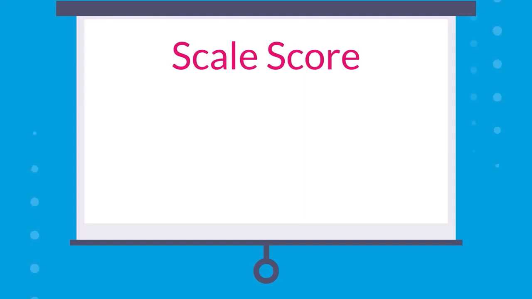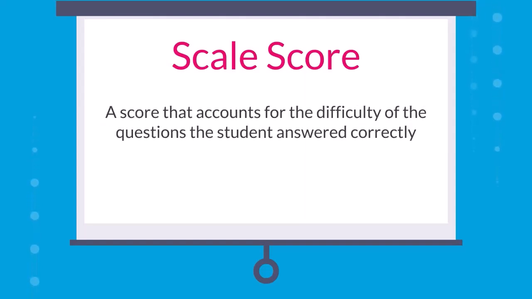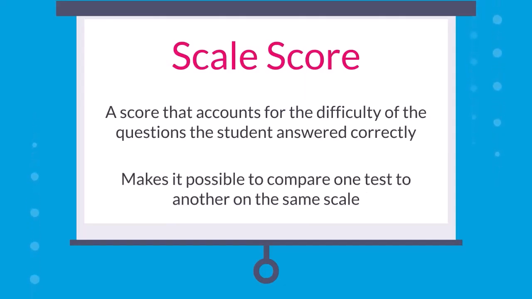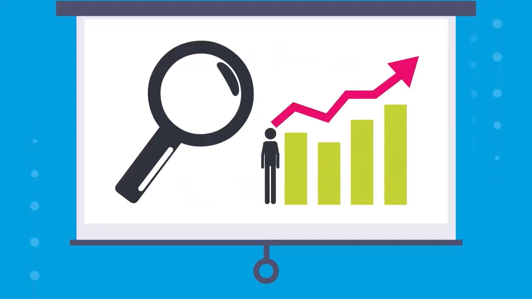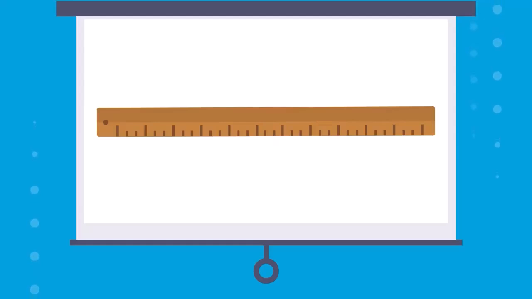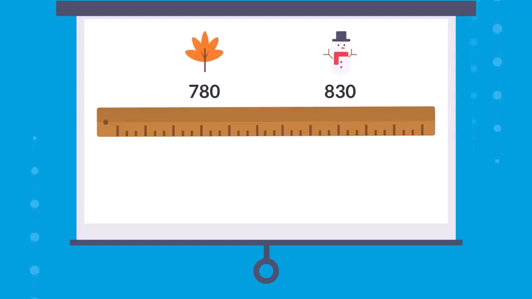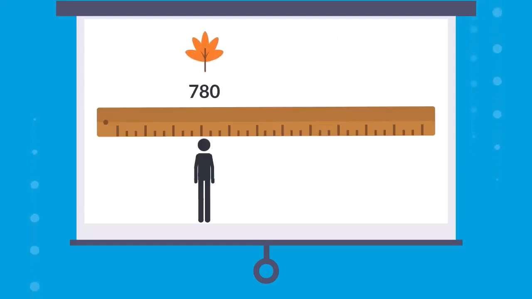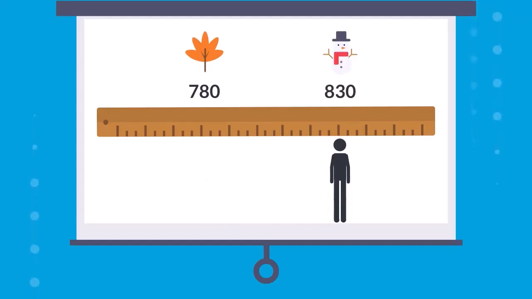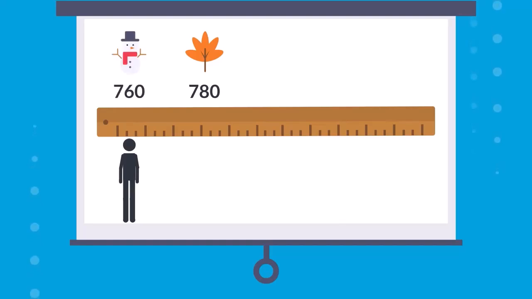In previous videos, you may have learned that a scale score is a score that accounts for the difficulty of the questions the student answered correctly and makes it possible to compare one test score to another on that same scale. To spot positive growth, you can see if the student's scale score on a later test is greater than the earlier test. For example, if a student scored 780 in the fall and 830 in winter, then their growth is positive 50 points. Growth can be negative if a student's scale score decreased.